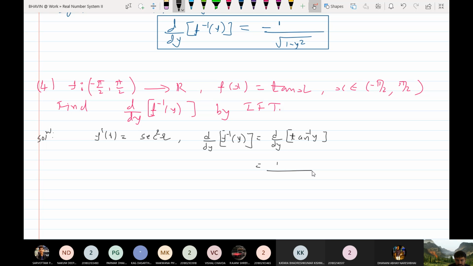तो ये आएगा कितना? 1/f dash of f inverse y. f inverse y क्या है? tan inverse y है। तो ये क्या है? sec square x. तो sec square x की जगह पे क्या लिखेंगे आप? tan inverse y.